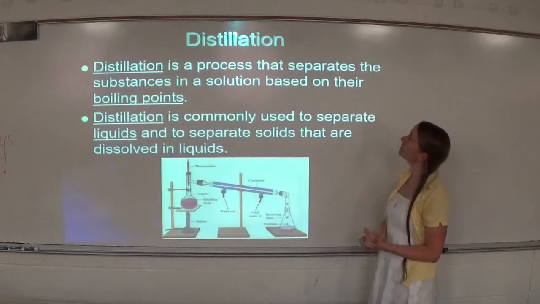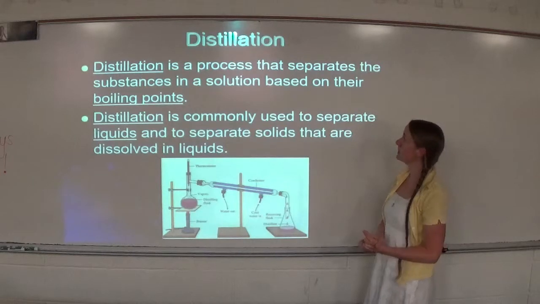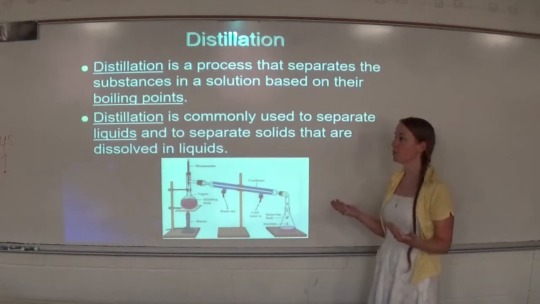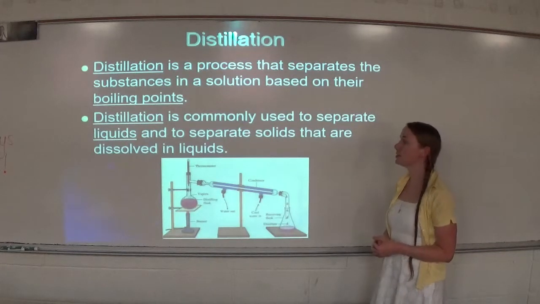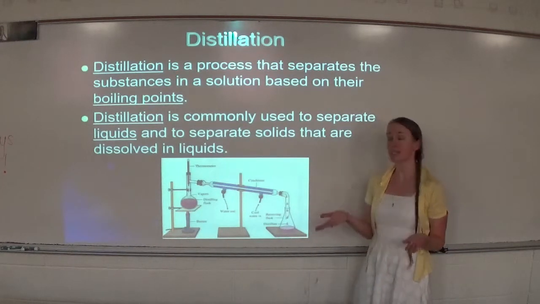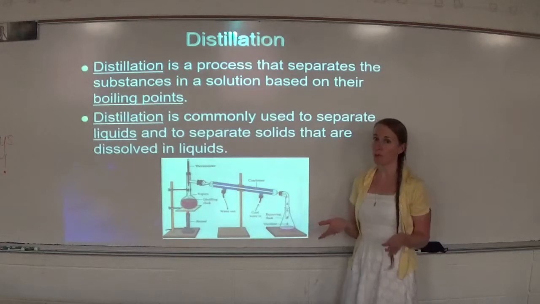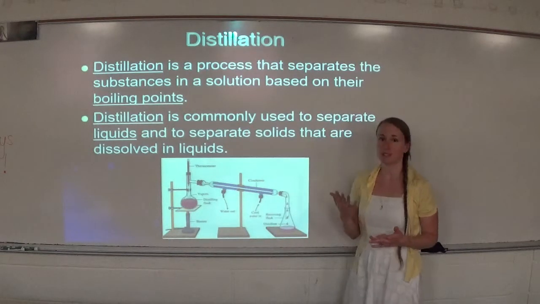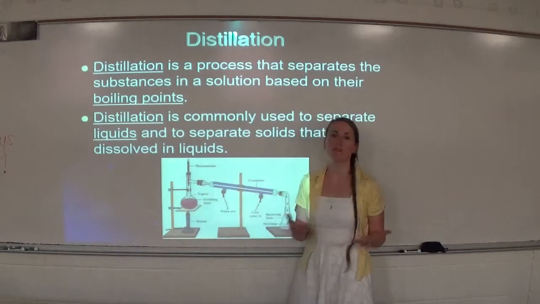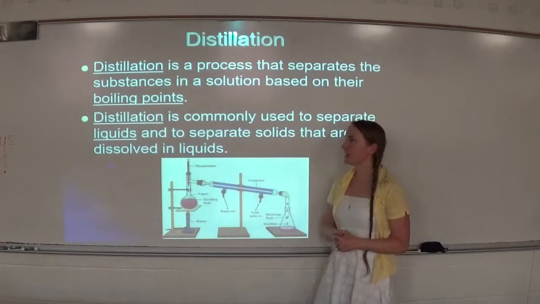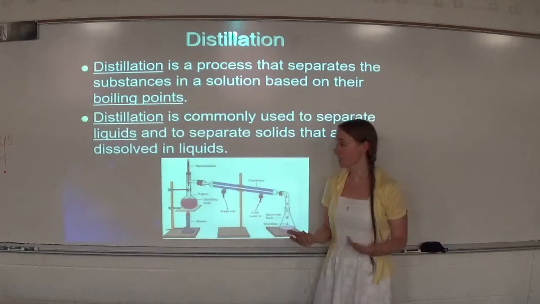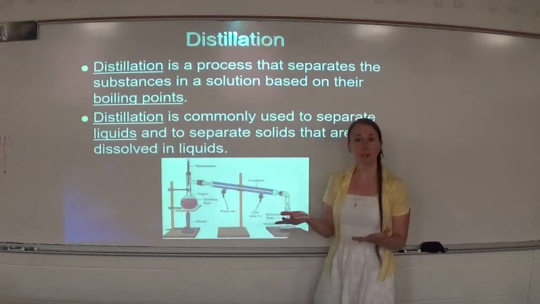Distillation, on the other hand, is a process that separates the substances in a solution based on their boiling points. Distillation is commonly used to separate liquids and to separate solids that are dissolved in liquids. So if I have something dissolved in water, let's just call it compound X. Let's say compound X has a boiling point of 500 degrees Celsius. Water has a boiling point of 100 degrees Celsius.